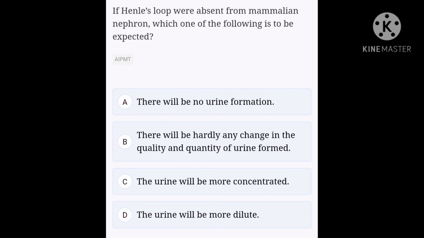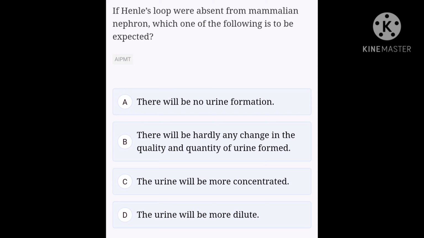Okay, next one. If Henle's loop were absent from mammalian nephron, which one of the following is to be expected? Option A, there will be no urine formation. Option B, there will be hardly any change in the quality and quantity of urine formed. Option C, the urine will be more concentrated. Option D, the urine will be more dilute.